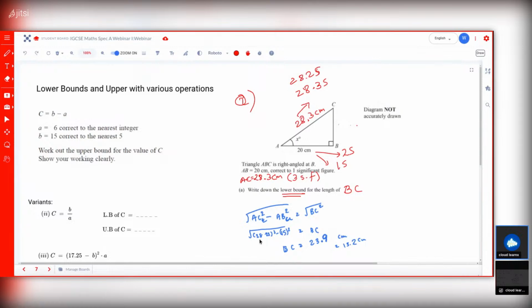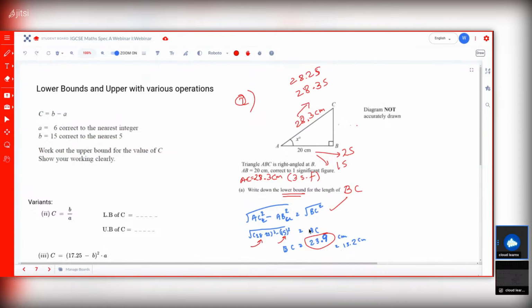Now, if you notice, the student has applied the Pythagoras theorem correctly to make BC the subject, but here's where things get interesting. Since it says lower bound, of course, like many of us would, he's plugged in the lower bounds for the different dimensions, A, B, and AC. What are your thoughts about that? And they got 23.9.